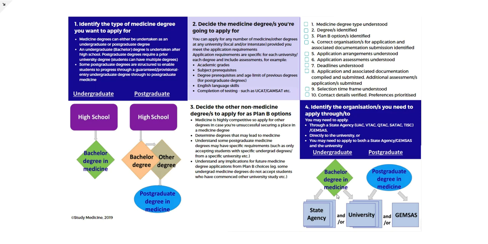Understand the organisation you need to apply either through or to. Undergraduate medical degree programs, bachelor degrees, may require students to apply through a state agency in the same state where the university is located, or you may have to apply directly to the university, or you may have to apply through both. Equally, postgraduate degrees in medicine may require you to apply through the university, or you may be required to apply through the central agency known as GEMSAS, or you might be able to apply or be required to apply through both. It depends on the university and the medical program, so understand that process.